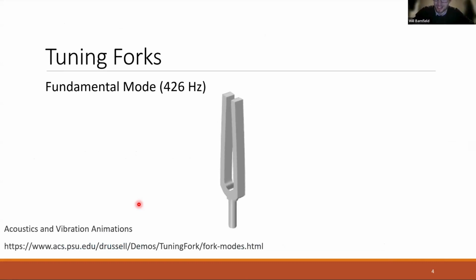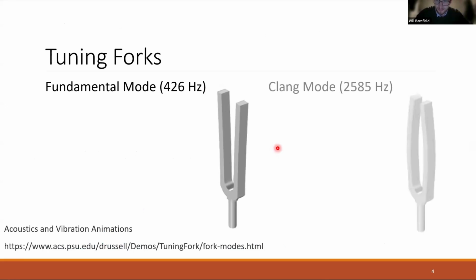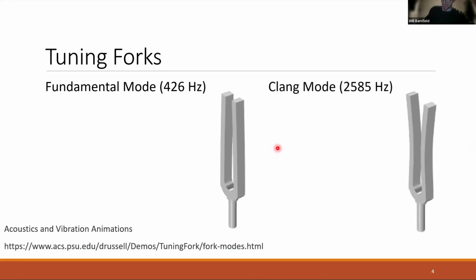In my abstract, I mentioned tuning forks as well, and how modes are used here. If you take a tuning fork and tap on the sides, it will vibrate at this fundamental mode. Here's an example: it vibrates at 426 hertz, so you get a certain pitch that you hear. Now, if you hit it a bit harder, you might excite a clang mode, which isn't as common. Sometimes you get this higher order mode also.